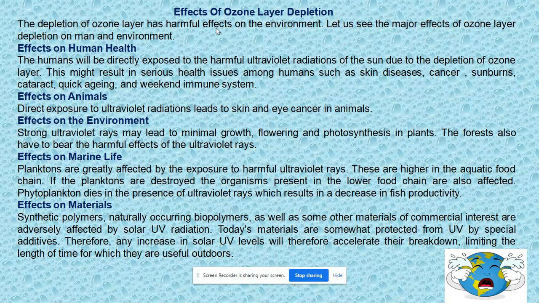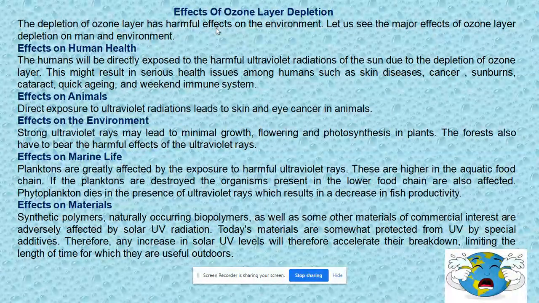Effects on materials. Synthetic polymers, naturally occurring biopolymers, as well as some other materials of commercial interest, are adversely affected by solar UV radiation. Today's materials are somewhat protected from UV by special additives. Therefore, any increase in solar UV levels will accelerate their breakdown, limiting the length of time for which they are usable outdoors.